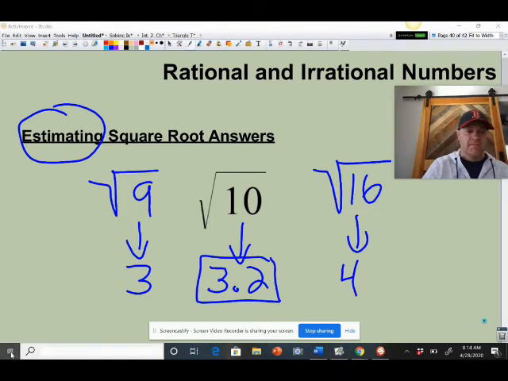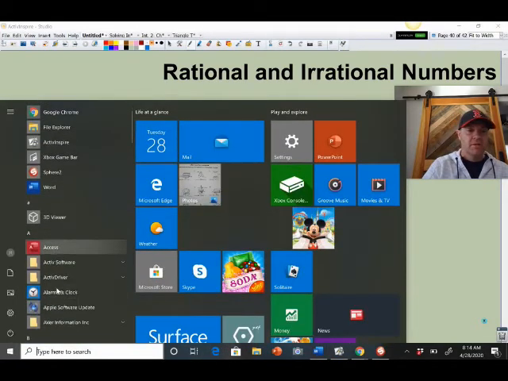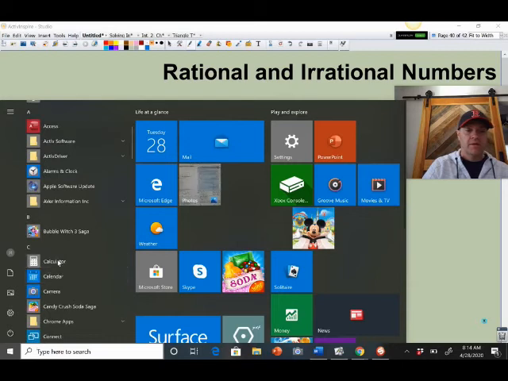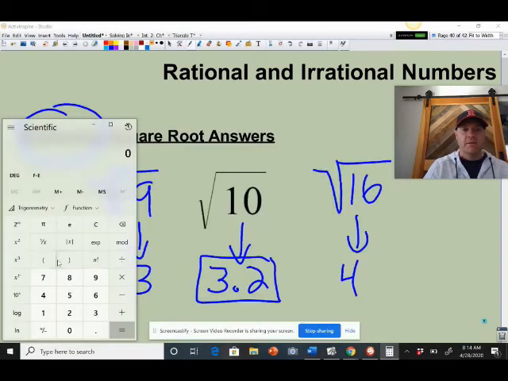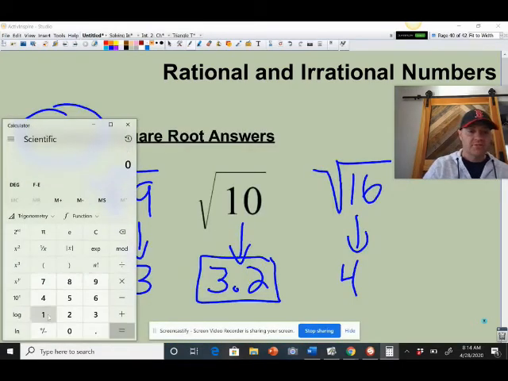And I'm going to show you. Hopefully you can see this. We're going to go ahead and take my calculator, and I'm going to show you what the actual answer is. We're going to take 10, and I am going to square root 10. And that's going to give me 3.16.